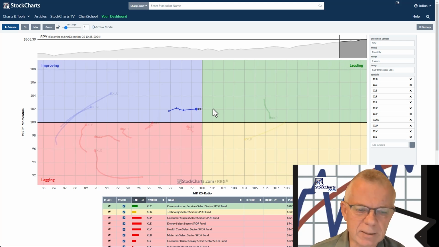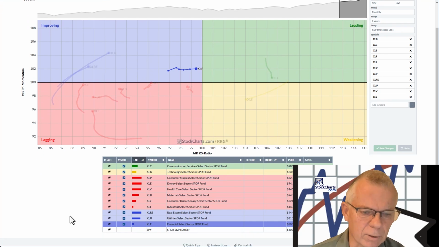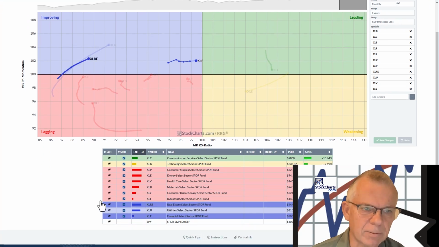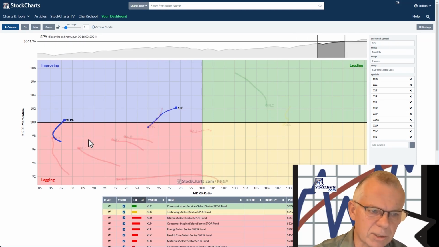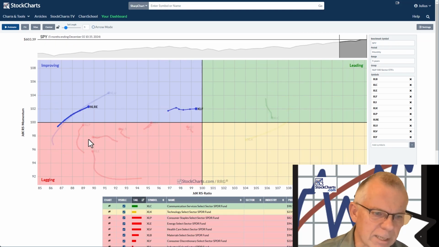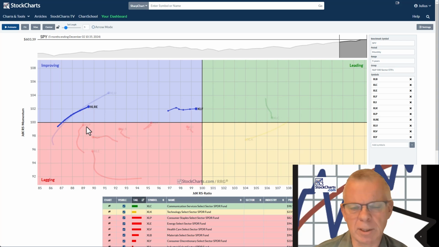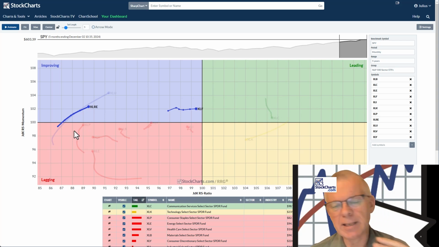Now the second tail that we want to look at is for the real estate sector, and that is right here. That has just moved into the improving quadrant. It's coming from very low readings, has just overtaken consumer staples in terms of RS ratio, but it's at a positive heading and it's moving in the right direction.